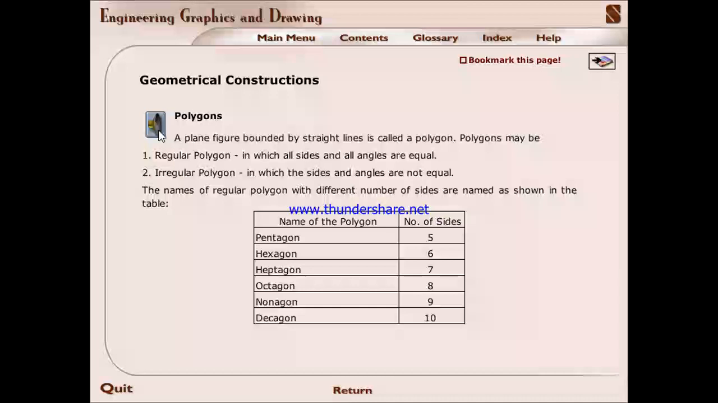Here the name of the polygon and the number of sides are given in this table, which is pentagon having 5 sides, hexagon having 6 sides, heptagon having 7 sides, octagon having 8 sides, nonagon having 9 sides, decagon having 10 sides. So these are the general polygon sides. So now we will go further.